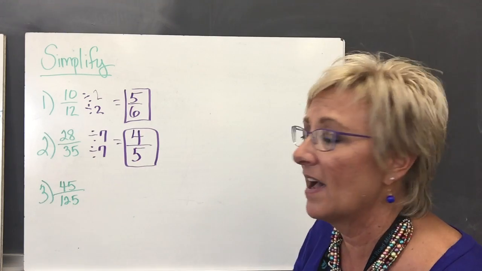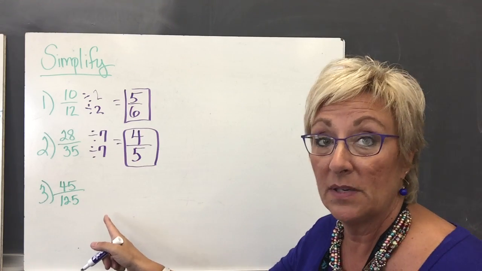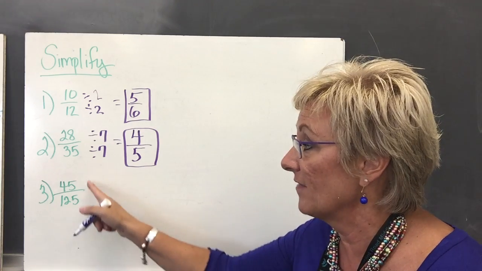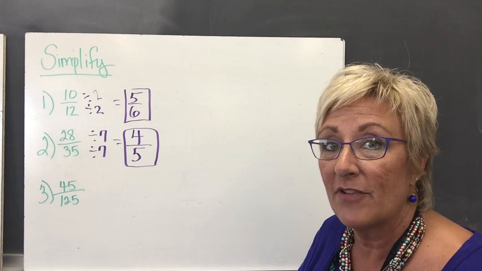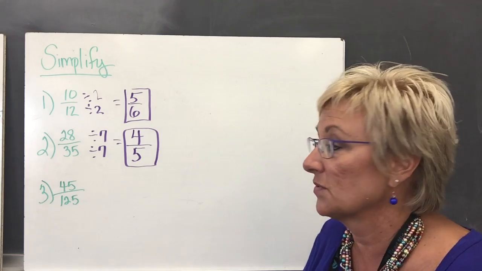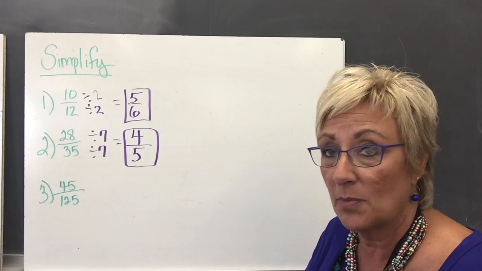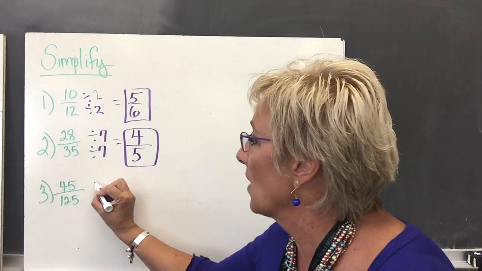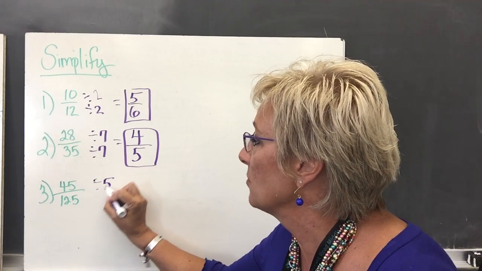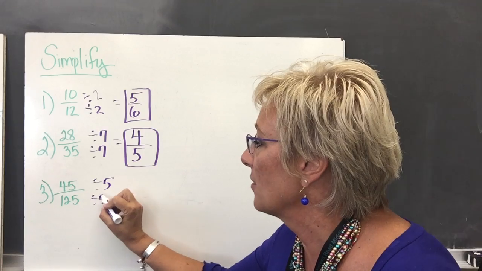When I look at 45 over 225, I can use my divisibility rules, and I know that 5 goes into both of these. You need to make sure that you are looking at everything and using your divisibility rules to see if you've got the largest number possible. They both end in 5, so they're divisible by 5, so I'm going to divide my numerator by 5 and my denominator by 5.